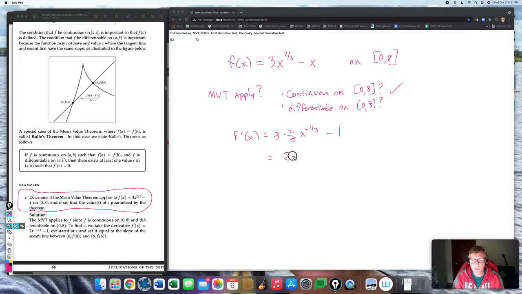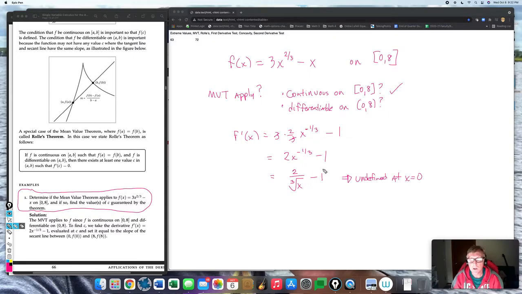This is 2x to the negative 1/3 minus 1, otherwise known as 2 over the cube root of x, minus 1. Remember, the negative exponent means shift it to the denominator, and the 1/3 exponent means x to the 1 and do the cube root. Okay. Now, this is undefined at 0, right? This has a problem at x equals 0. If I put 0 into my derivative, it blows up. Something doesn't mesh right there.